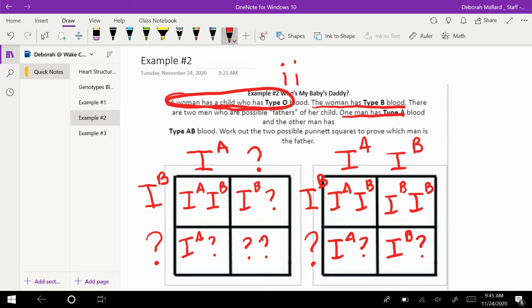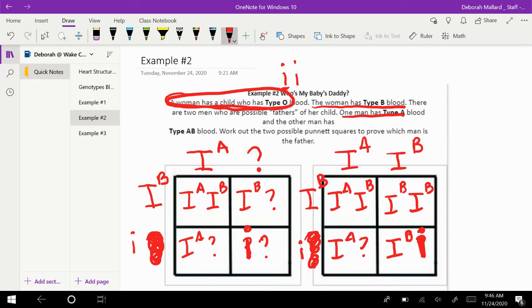Now, what that tells me is that the mom, this was the mom over here, the mom has to be little i here because she has to be able to pass on one of these little i's to her child. So I'm going to change that here. And I'm actually going to change this to a little i here and then put the little i over here. Okay. So now we've got as much information as we possibly can have.